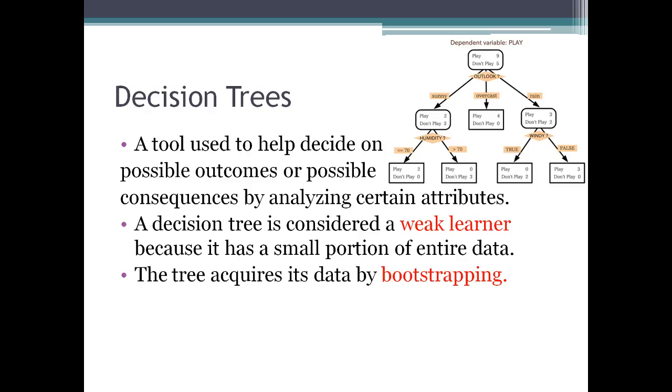So to start off, we're going to talk about decision trees just because a random forest isn't a forest without the trees, since the random forest is made up of a bunch of trees. So basically what a decision tree is, it's a tool used to help decide on possible outcomes or possible consequences by analyzing certain attributes. In the case of the decision tree on the right, it's just trying to determine whether you're going to go outside to play baseball or not based on the weather.